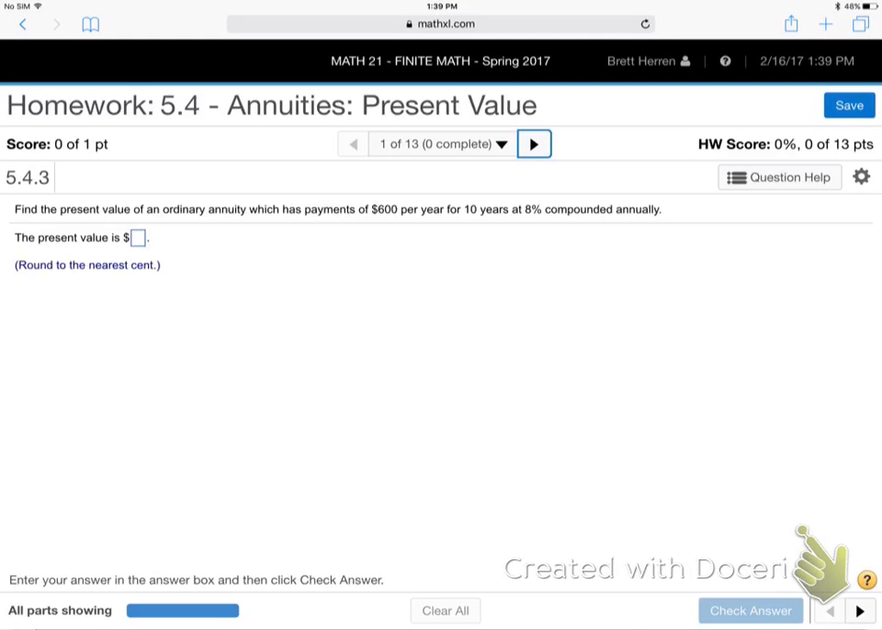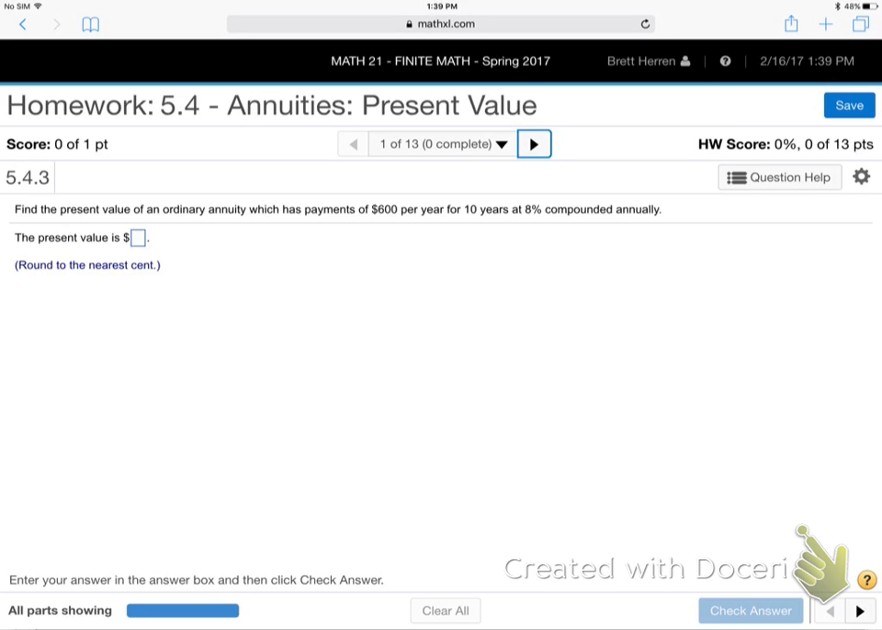Okay, so there's our first problem. The present value of an ordinary annuity, which has payments of $600 per year for 10 years at 8% compounded annually. At first read, I think this probably sounds exactly like what we were doing in the last section, and it's probably really easy to get these two confused. How are you going to tell on exam number 2 in a few weeks which one's which? So let me straighten those out for you.